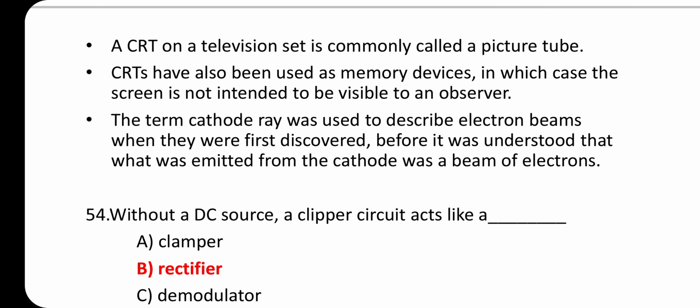A CRT on a television set is commonly called a picture tube. CRTs have also been used as memory devices, in which case the screen is not intended to be visible to an observer. The term cathode ray was used to describe electron beams when they were first discovered, before it was understood that what was emitted from the cathode was a beam of electrons.